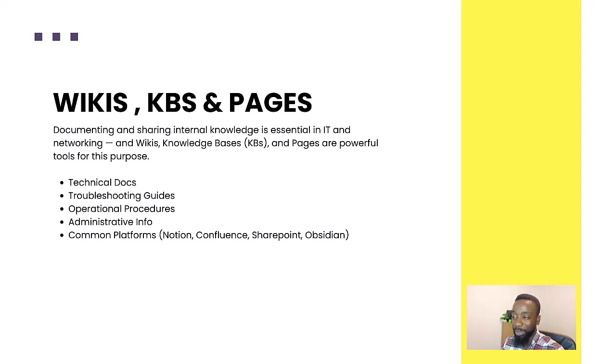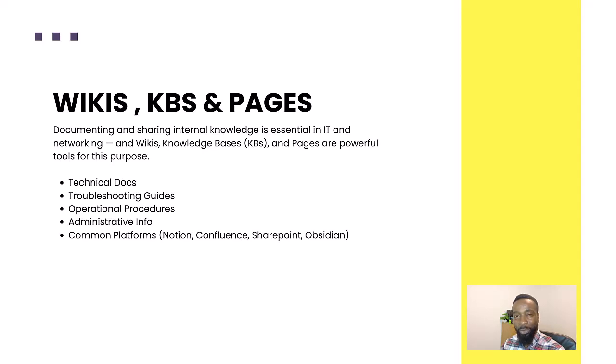So all these technical documents, how you've allocated IP addresses, how your network is structured, all these network documents, processes, and operational procedures need to be documented. Now, common platforms you can use to document these things are Notion, Confluence, SharePoint, and Obsidian. Basically, anything with a page, a white background, and the ability to write can help you document wikis, knowledge bases, and pages, right?